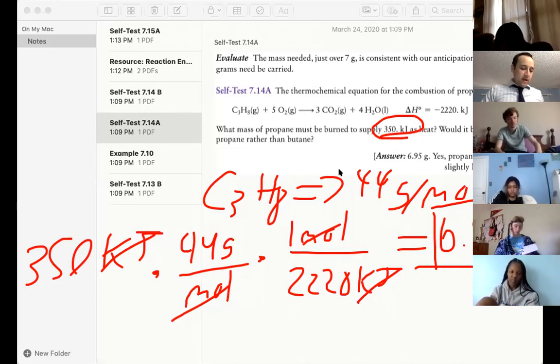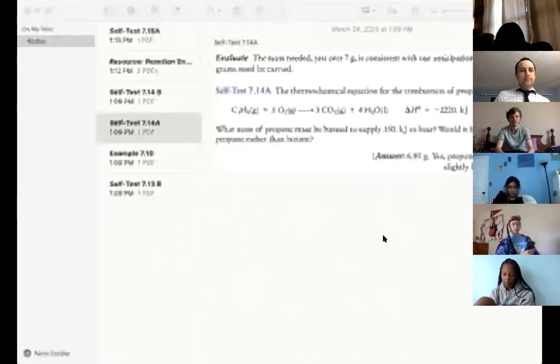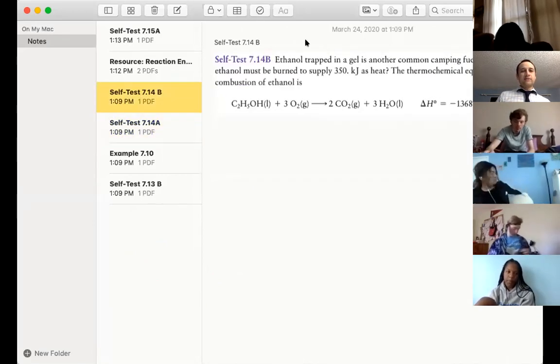I'm going to go ahead and delete the screen, unless anybody has a question. Does somebody have a question for me about how this one works? Okay. I'll delete the screen, and then I'm going to go to the next question. The next question is self-test 7.14 B.